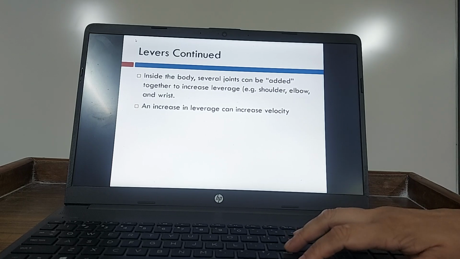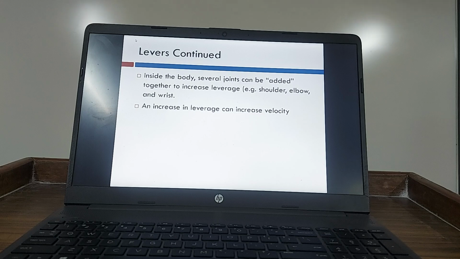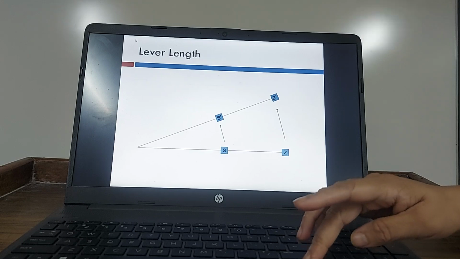Now an increase in the lever arm will increase the velocity. Try to understand this line. An increase in the lever arm will increase the velocity, the amount of work or the amount of distance which is covered, and the speed will be more. Giving you an example in this.